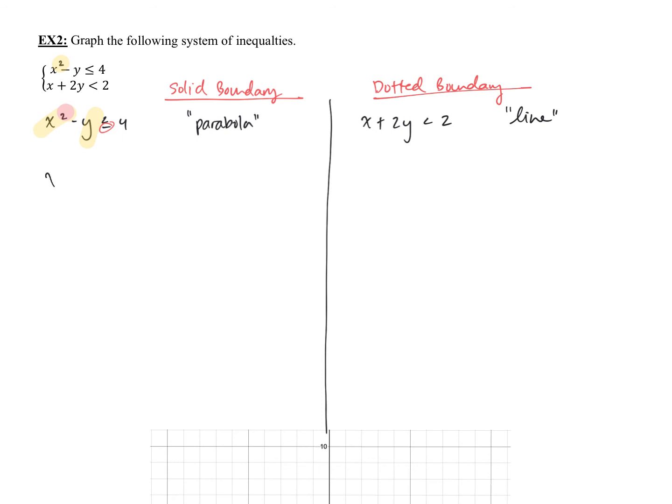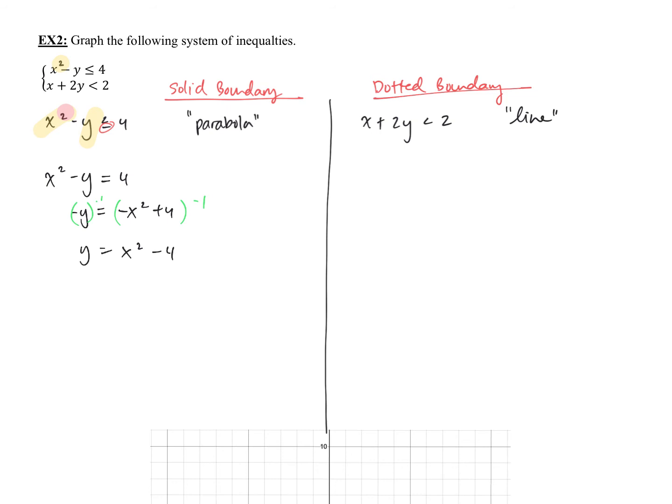So let's write this in an equation format we're familiar with. So set it equal to 4. And then let's solve for y. So y equals negative x squared plus 4. Multiply both sides by negative 1. I'm trying to get this to look like a format I'm familiar with. So y equals x squared minus 4. Does that look like a quadratic equation?